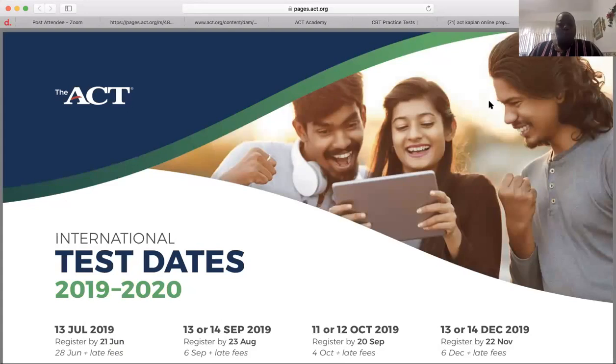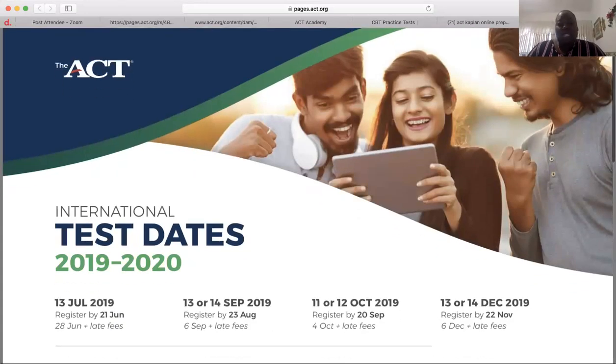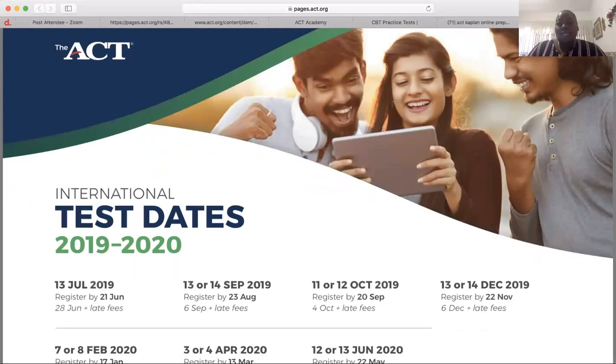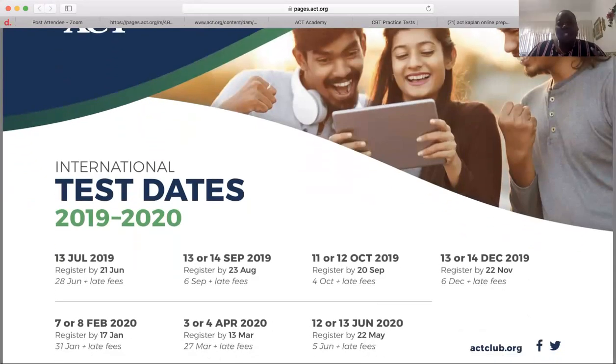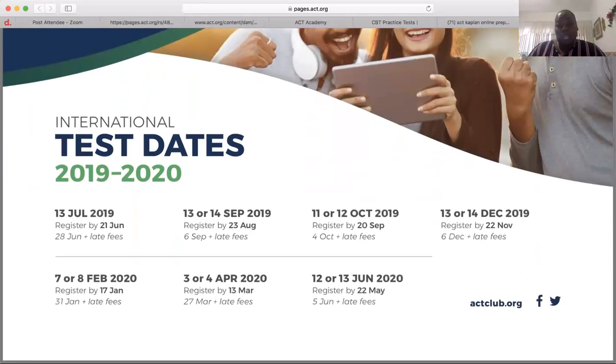And when and where do we go to test? Well, as you can see here, ACT has 6 test dates. And actually with ACT, you can test on a Friday or a Saturday. We have both AM and PM sessions.